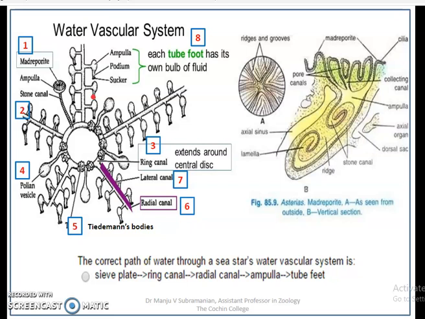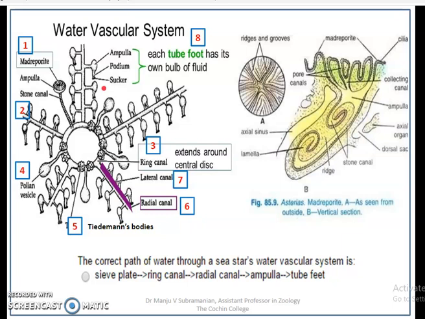The sucker-like tip of the tube foot touches the substratum. Then the tube foot contracts again, and the fluid goes back into the ampulla and the body is drawn forward, bringing about the locomotion of the starfish in seawater.